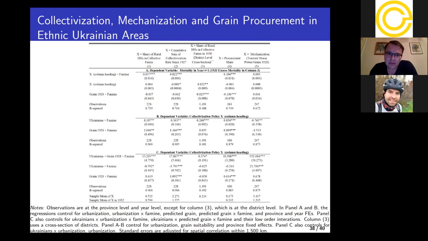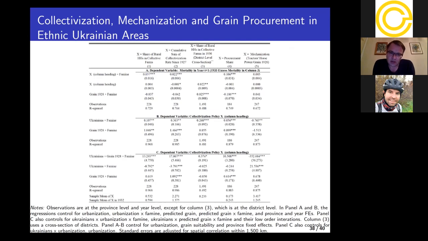But what we do in panel B and C, we use these variables as dependent variables, because they were policy outcomes, and they likely were correlated with the presence of Ukrainians. This is what we see in panel B. In panel C, instead of double interactions, Ukrainians times famine, we use a triple interaction: Ukrainians times grain production times famine, which shows you this mechanism which I discussed before.